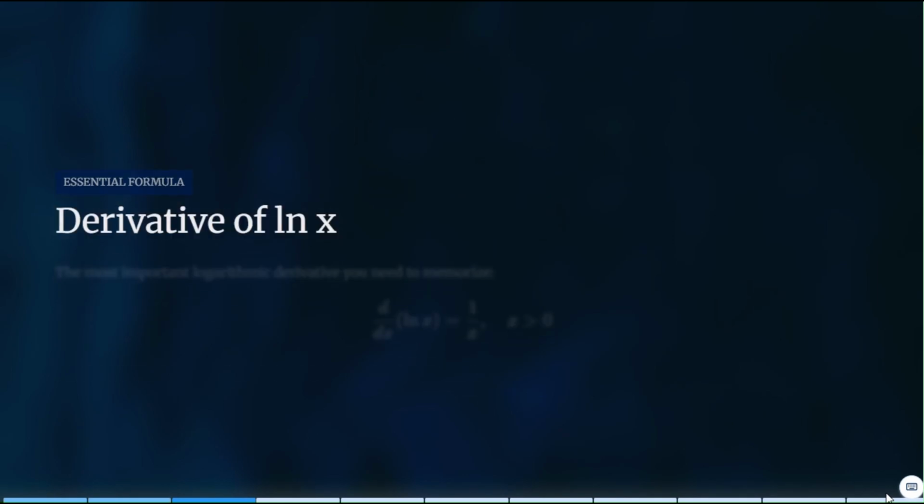Here's the derivative of ln x formula. The derivative of ln x with respect to x will be equal to 1 over x, given that x is greater than 0. That is simple, just 1 over x. It is also powerful because it is the foundation for all log derivatives, and it's used constantly in calculus.